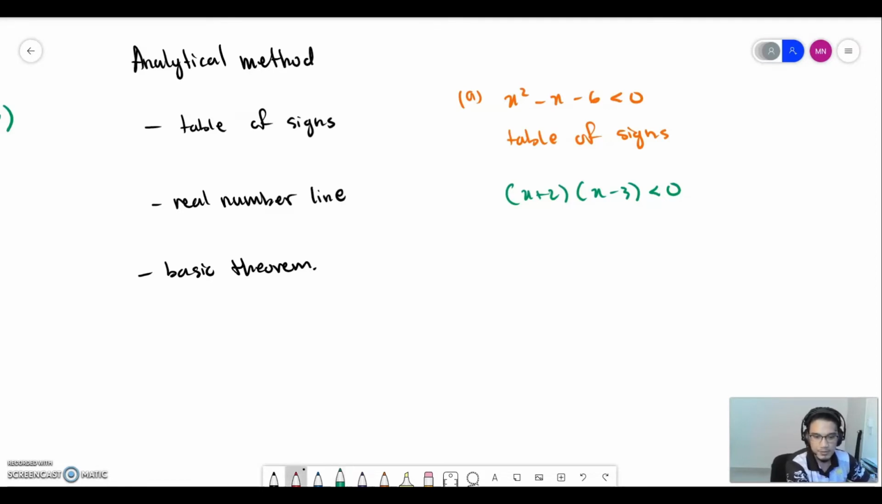So what we do next is we take x + 2 equal to 0, and we take x - 3 and make it equal to 0. So we should have x equal to -2, and x equal to 3.